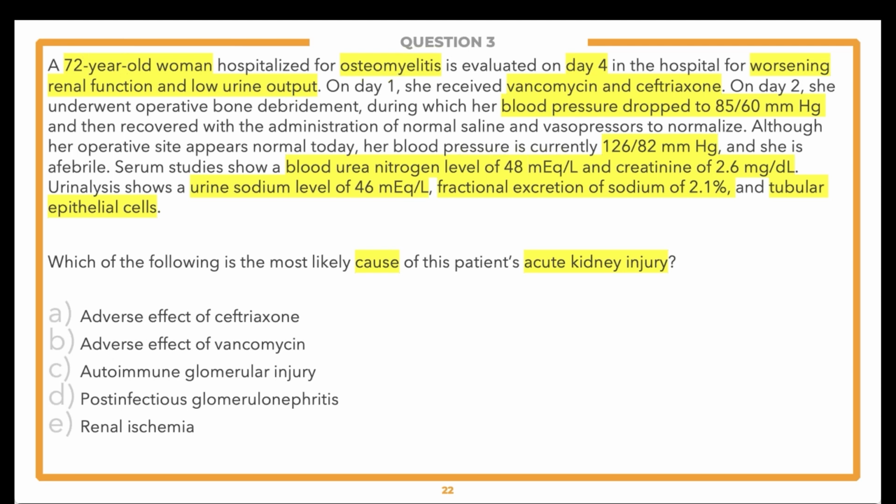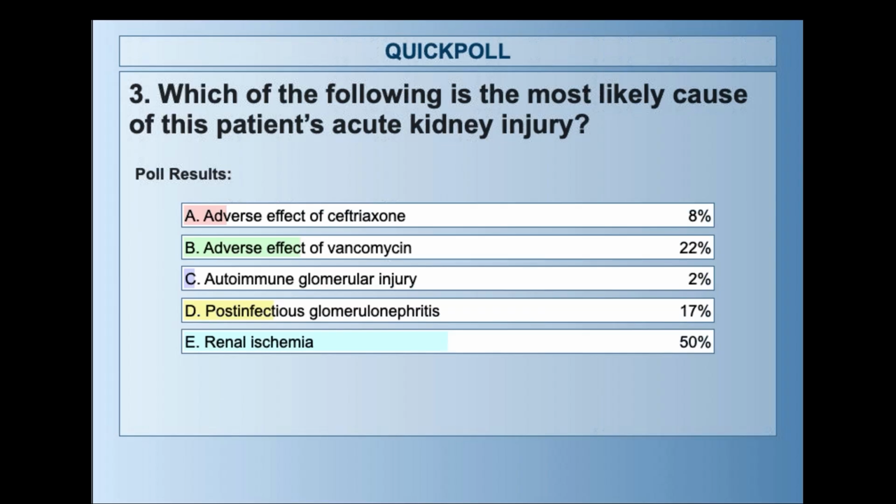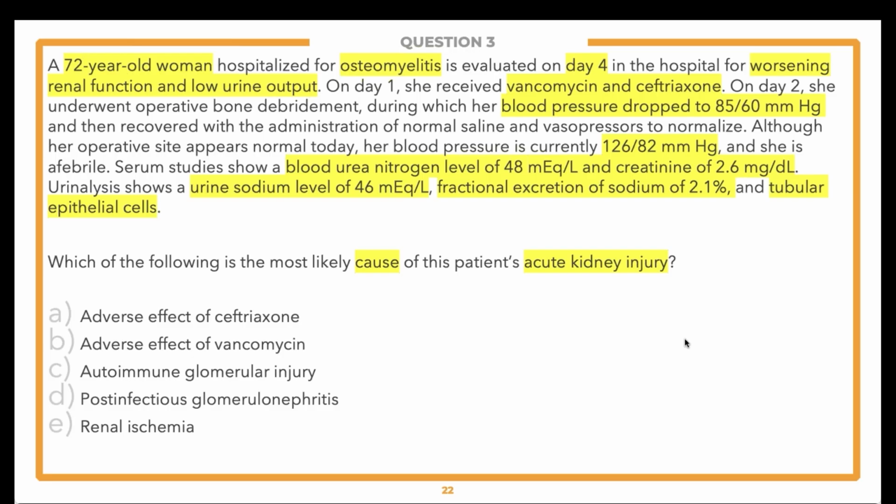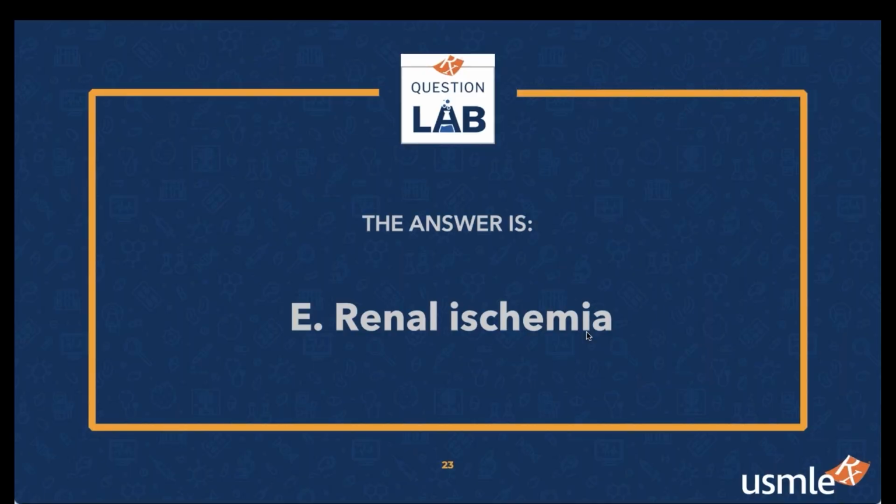Okay, so for this one, about half of you went with renal ischemia. Almost a quarter of you went with adverse effect of vancomycin, and getting close to 20%, almost 1 out of 5, went with post-infectious glomerulonephritis. But anyway, we've got a pretty strong consensus here behind renal ischemia. So I'm going to hide the results and let's share the answer. And the answer choice is indeed answer choice E, renal ischemia.